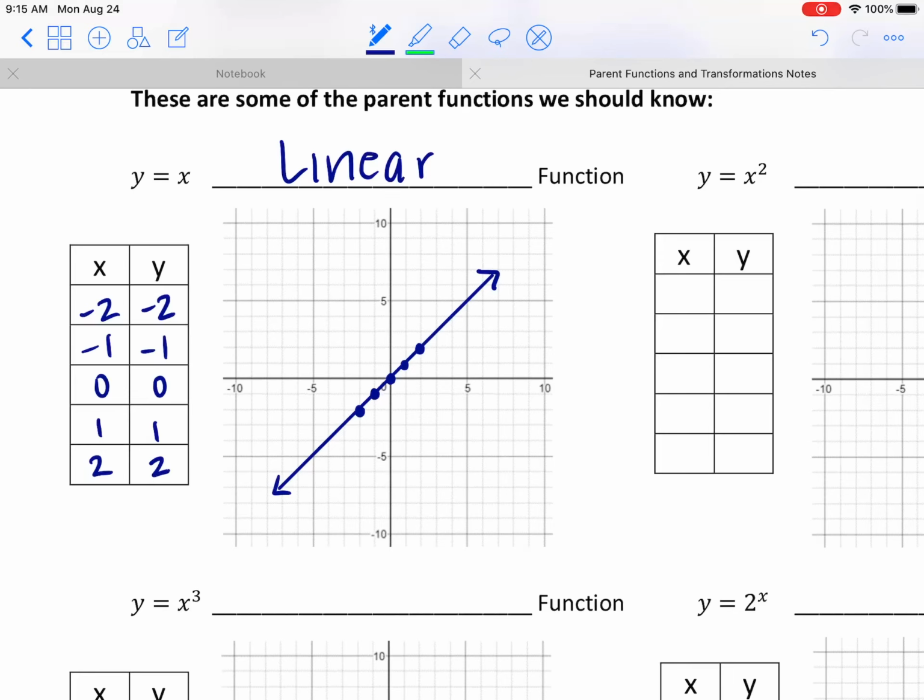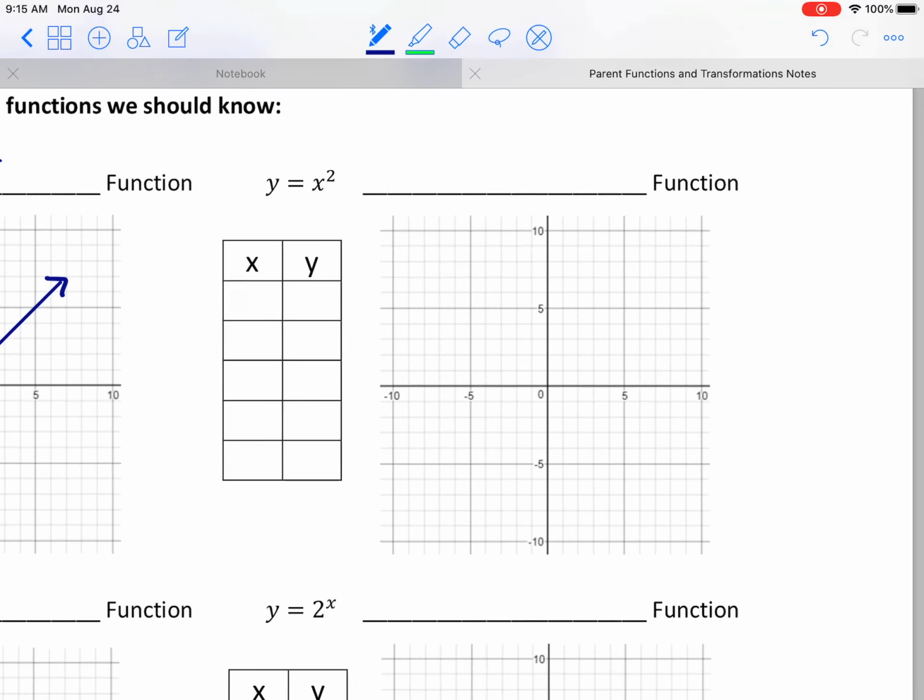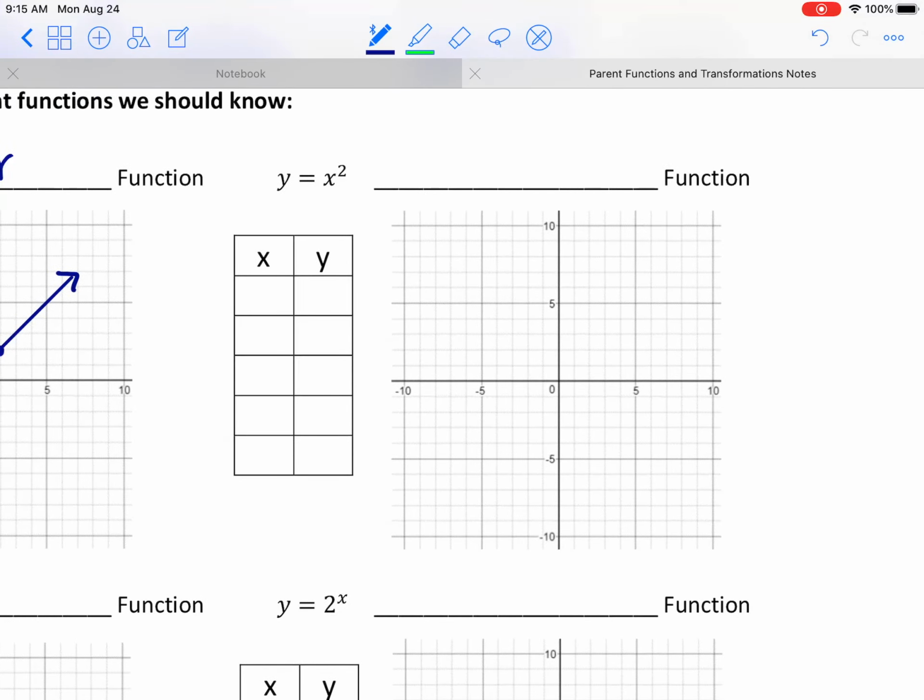Now, how are you going to know when you're looking at another function that it's linear? What we're looking at is x to the first power. That's x to the first power creating that linear function. Now you can see in the next one we have x to the second power. So the x squared is a different type of function. It's going to make a different type of picture. So y equals x squared is our parent quadratic function.